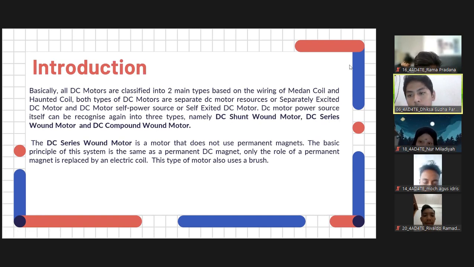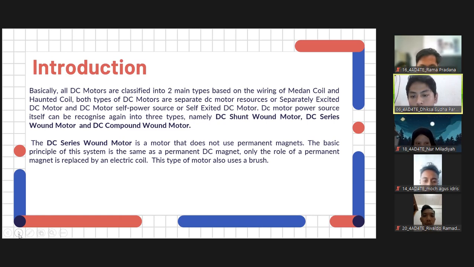As we know, basically DC motors are classified into two main types based on the wiring of the field coil and armature coil. Both types of DC motor are separately excited DC motors and self-excited DC motors. The self-excited DC motor can be categorized again into three types, namely DC shunt wound motor, DC series wound motor, and DC compound wound motor.